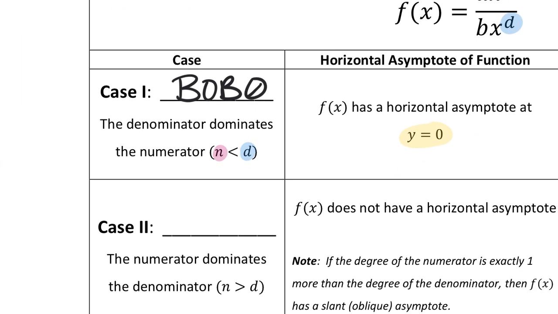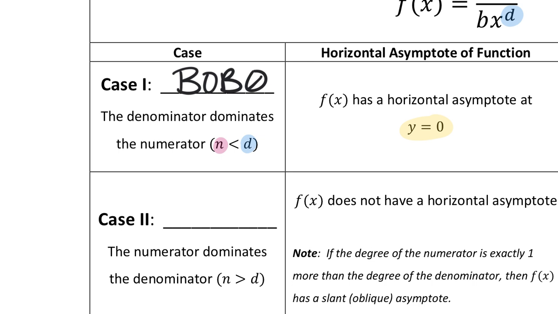The second case, okay, first case was numerator smaller than denominator or bigger on bottom. The second case is called BOTN, B-O-T-N. BOTN stands for bigger on top. This happens when the numerator degree is bigger than the denominator's degree. It's bigger on top. The N in BOTN stands for no horizontal asymptote. It does not have a horizontal asymptote.